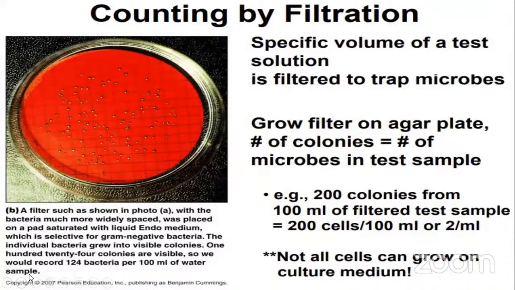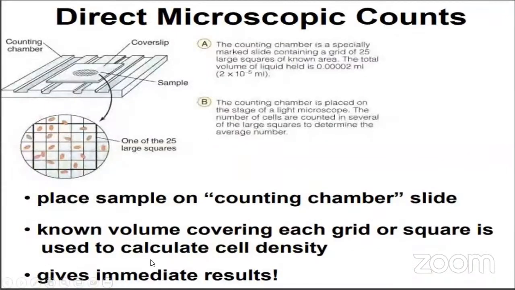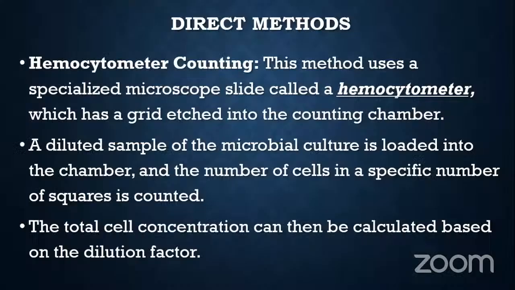We also have direct microscopic counting, which is by the use of counting chambers, which allow us to count using different types of counting chambers. This time we put the colony in the chamber with a cover slide. Then we calculate based on the colony that we found and the diluting factor. Now, in the direct method, we have other counting methods. For example, we have the hemocytometer.